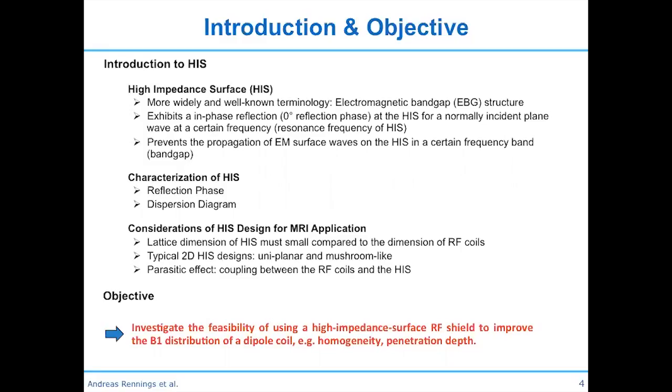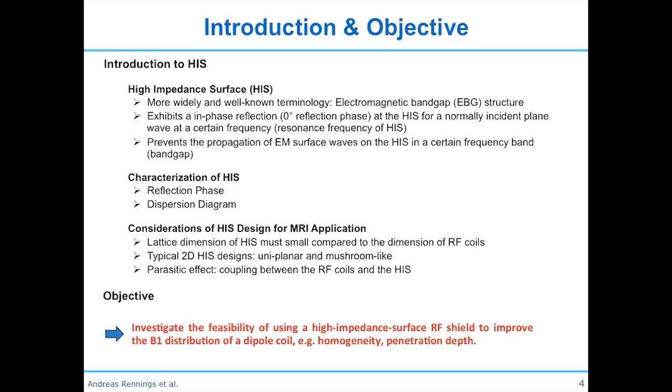And here, that was the other property. It prevents the propagation of the surface wave at a certain frequency. So we get two properties depending on the way you interact with an electromagnetic wave. In the first case, you have a normal incidence, and in the second case, you have a parallel propagation along that surface. And the characterization of the surface is based on the so-called reflection phase, and the other one would be the dispersion diagram.